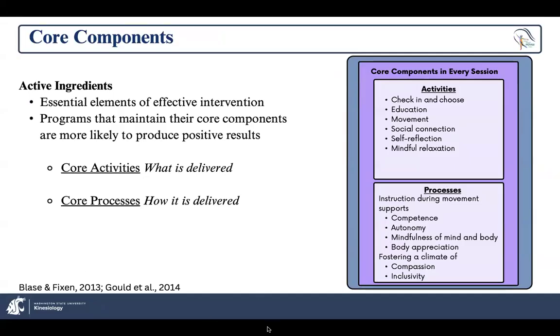So, in conclusion, I'd like to just bring us back to this core component slide that shows you all of the core activities and all of the core processes. Hopefully, at this point in your training, you have a little bit of an understanding of what each of the activities is in a general sense, and a little bit of an understanding of what the processes are.